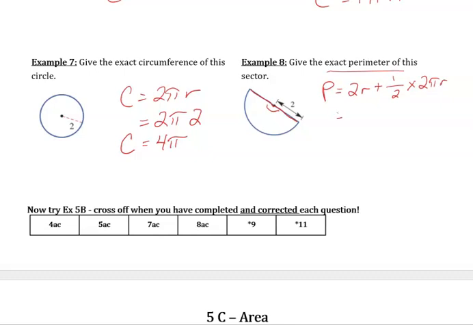So 2 times 2 plus, I'm going to write this a different way, 2 times pi times the radius divided by 2. And now I've got 4 plus, and I'm giving this as an exact perimeter, I can cancel those out, 2 pi. And I think that's as far as I can get.